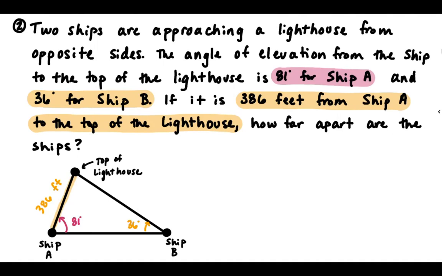Finally, how far apart are the ships? That's what we want to know. What side of the triangle is that? Well, ship A to ship B is how far apart they are, so that's the bottom side. So we're looking for this side of the triangle.